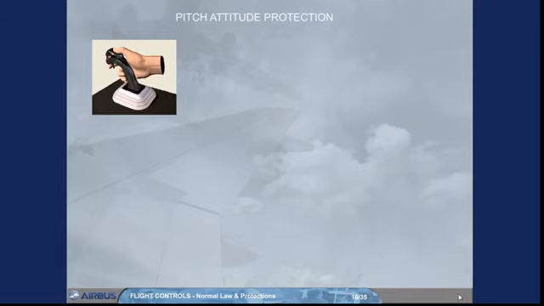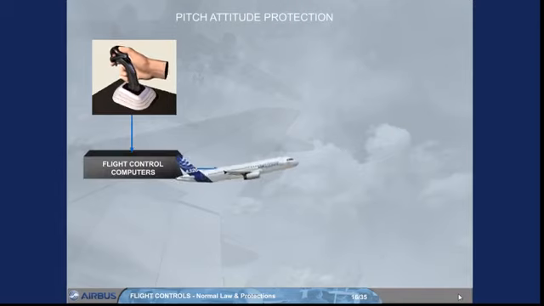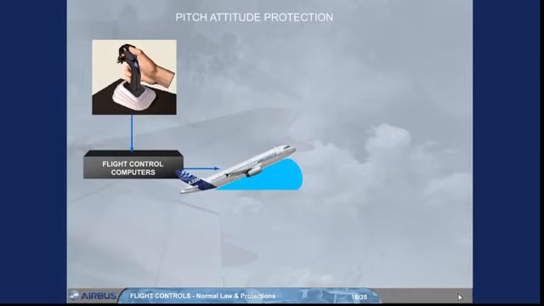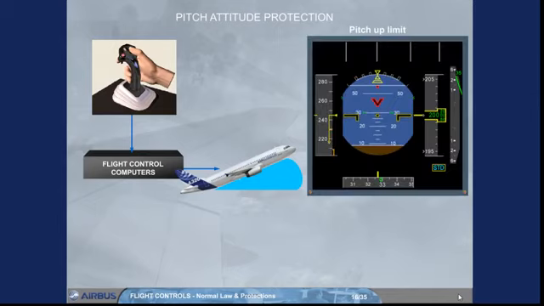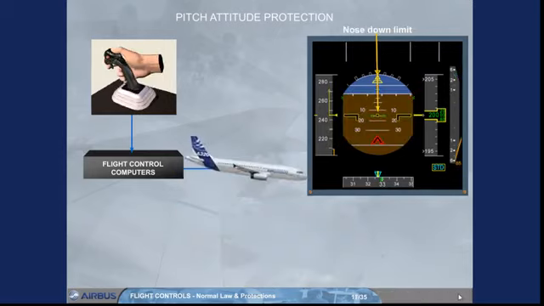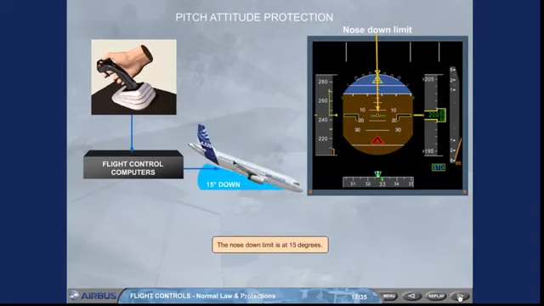As with the load factor limitation, if the aircraft reaches the pitch attitude protection nose up limits, then the flight control computers will override pilot demands and keep the aircraft within the safe flight limits. The pitch attitude protection limits are shown as small green dashes on the PFD. Note that the pitch up values vary depending on the aircraft configuration and speed, between 30 and 20 degrees up. The nose down limit is at 15 degrees.